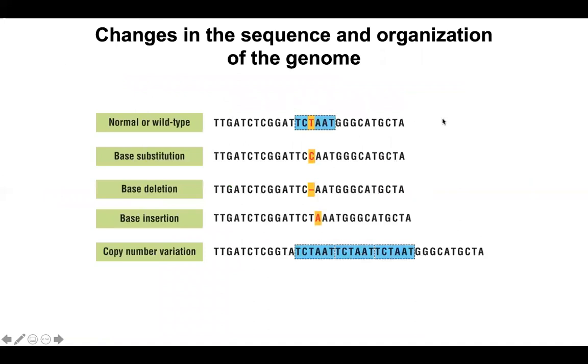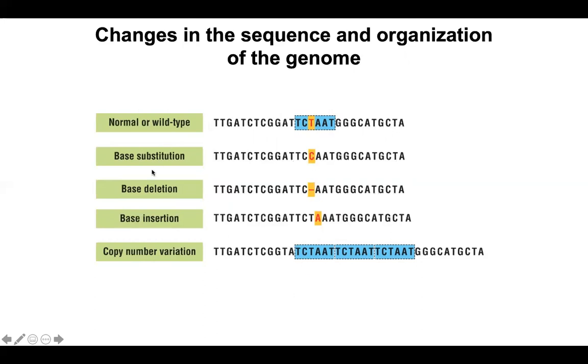So we can talk about a few types of different changes. If we start out with changes that are very localized, so small scale changes, there are different classes of these. So if this is our normal or wild type sequence, that is the comparison against which we compare the effect of a mutation.